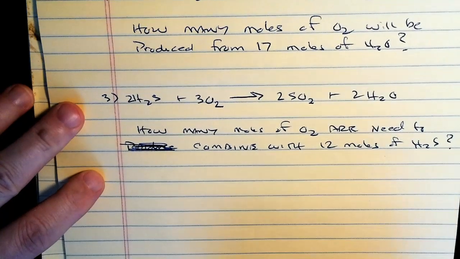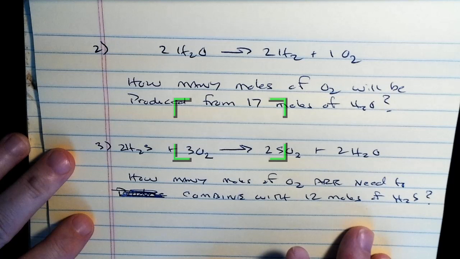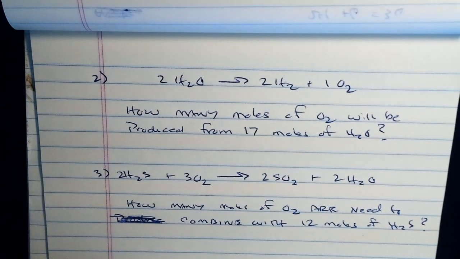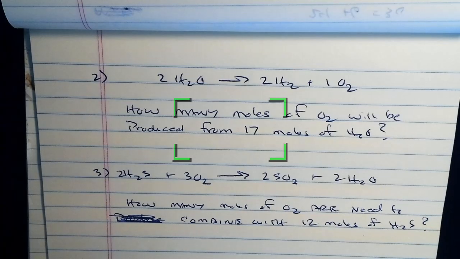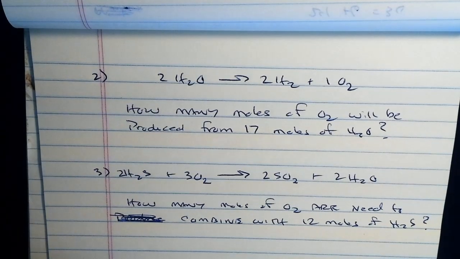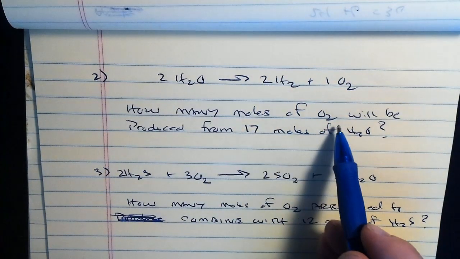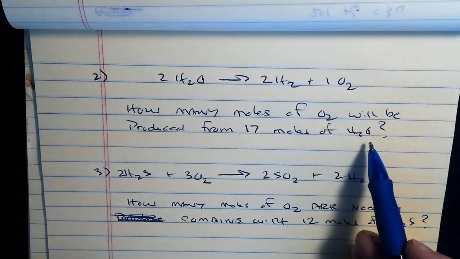Second one, we have the decomposition of water to produce hydrogen gas and oxygen gas is a 2 to 2 to 1 ratio, mole ratio, coefficient ratio, molar ratio. And how many moles of O2 will be produced from 17 moles of H2O?